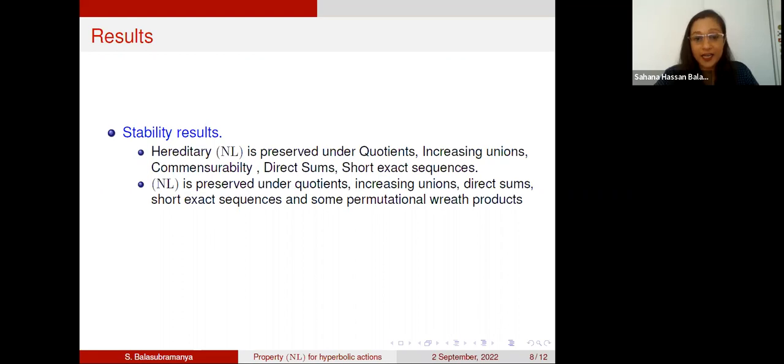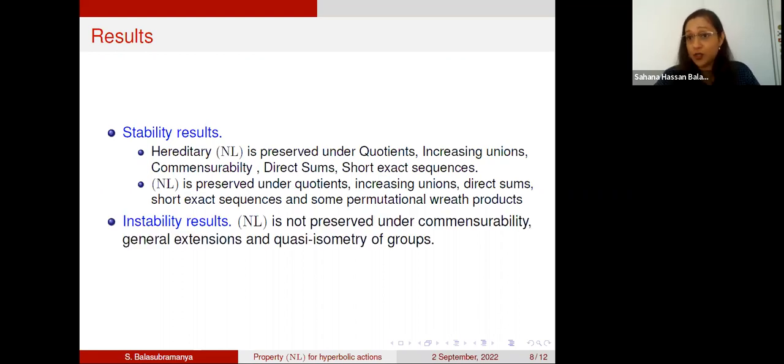However, the property NL is not preserved under commensurability, unfortunately, but not unsurprisingly, nor is it preserved under quasi-isometry. So you can have quasi-isometric groups where one has the property NL and the other does not.